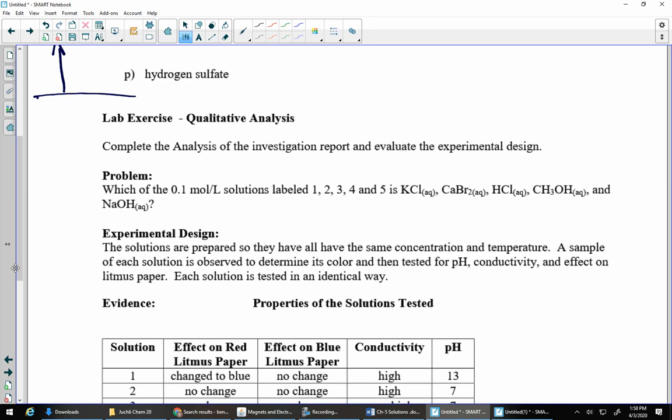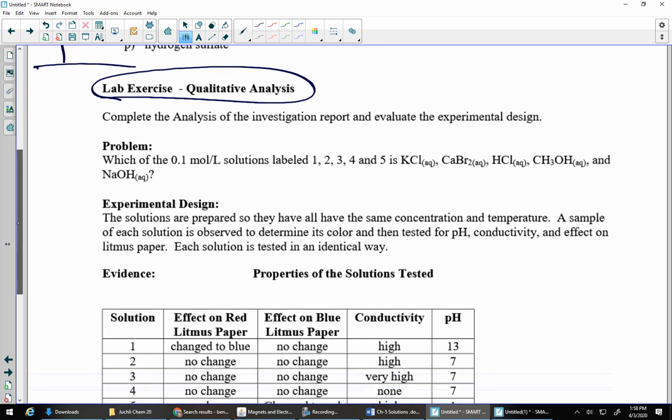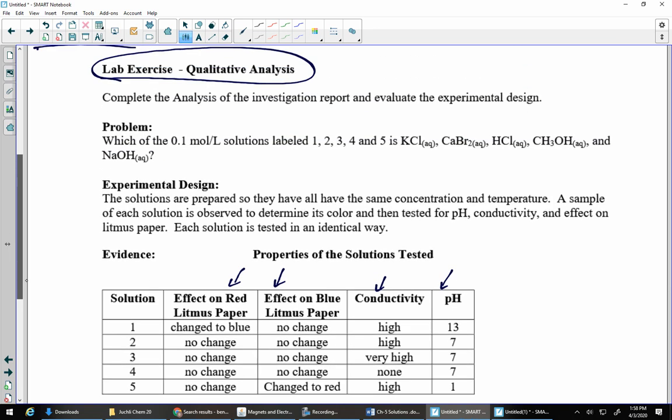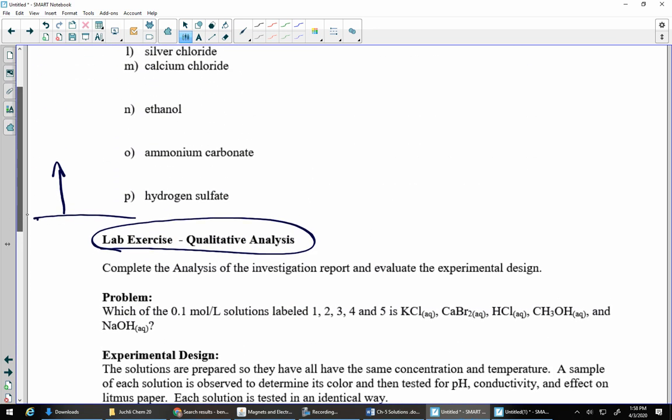But so if you want to check this one out, you can also check out the lab exercise, the qualitative analysis. So you got 5 different solutions, and you're trying to figure out which solution is which based off of its effect on litmus paper, its conductivity, and its pH. So sort of similar to the last optional lab that we had right there. So that is the lesson for now.